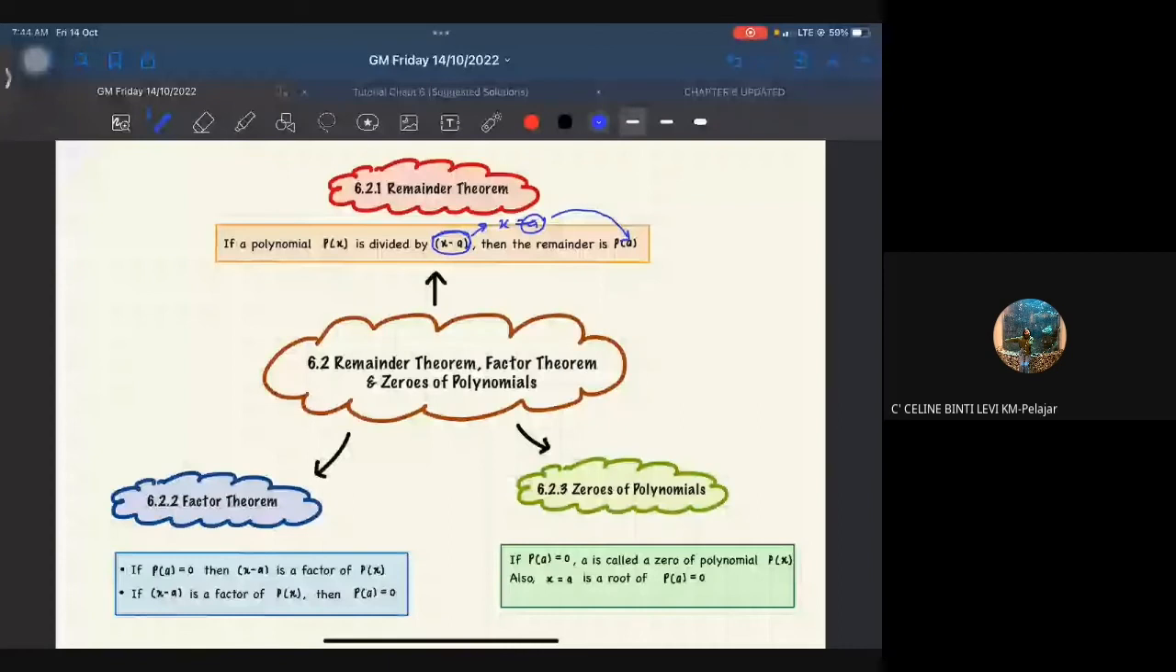Okay. In which you can find a remainder for the polynomial is by using long division. Nama pun long. So cara yang lebih mudah adalah by using theorem. Okay. Kalau soalan cakap by using long division, awak mesti guna long division. Tapi kalau soalan cakap by using remainder theorem, so kita kena guna theorem lah. Kalau soalan tak cakap, janganlah guna long division sebab dia panjang.